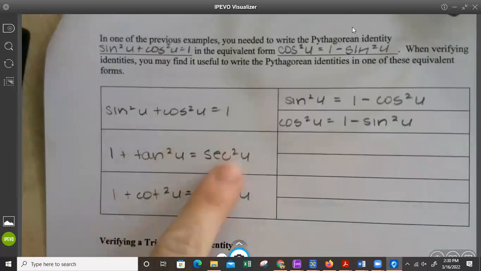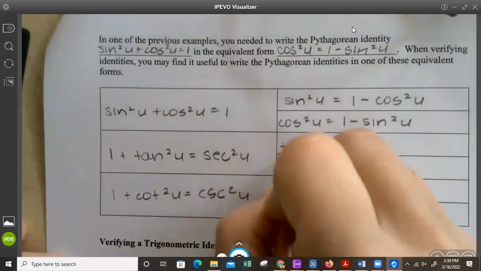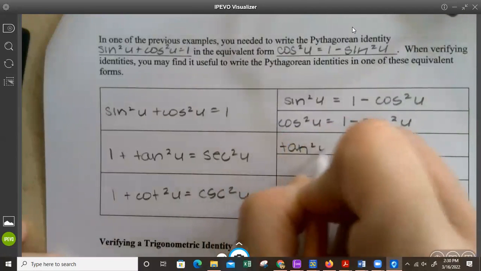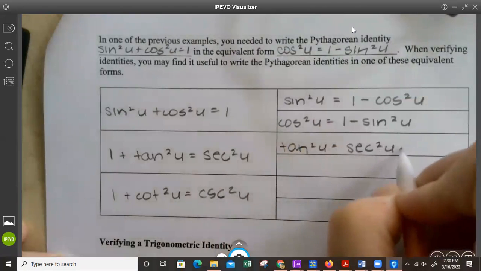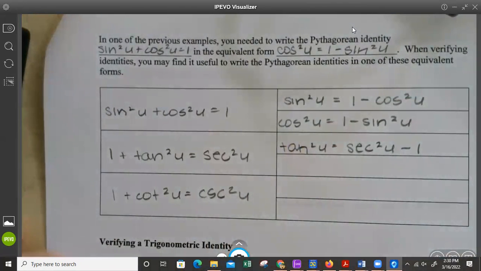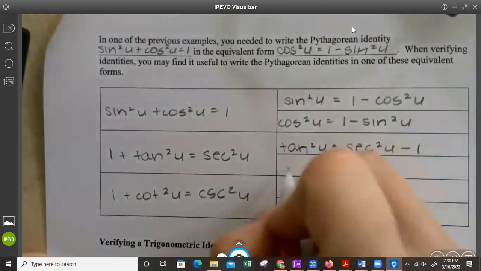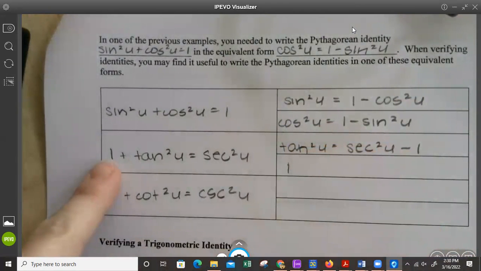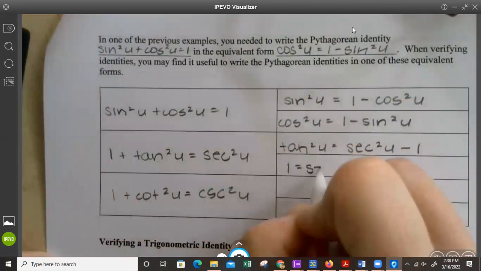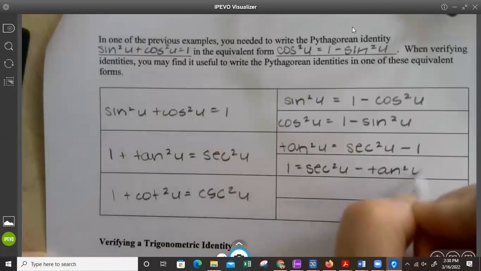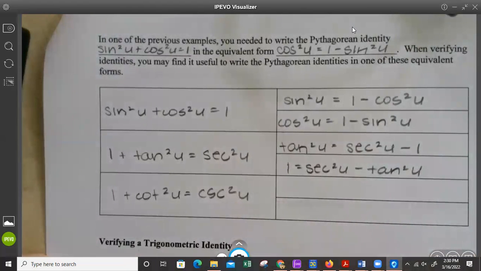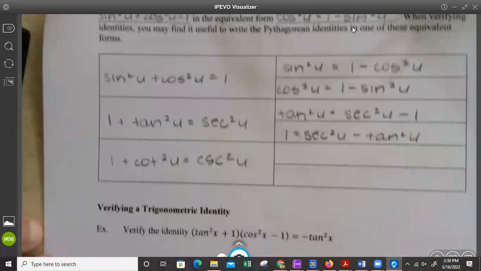What about this one? This one is solved for secant. So now what if I want to solve it for tangent? Subtract the 1. Be careful about that. Secant squared u minus 1. What if I wanted to solve it for 1? Minus tan squared u. And that's all we're doing in this box is manipulating those trig identities.